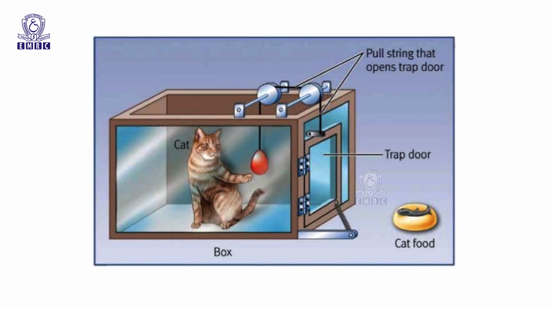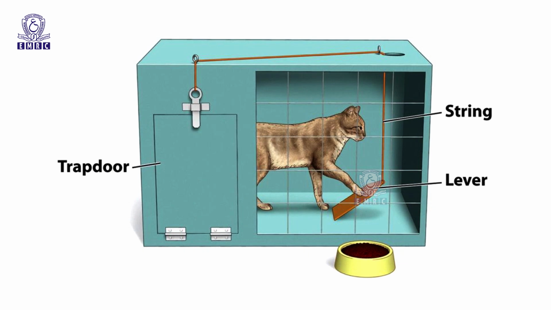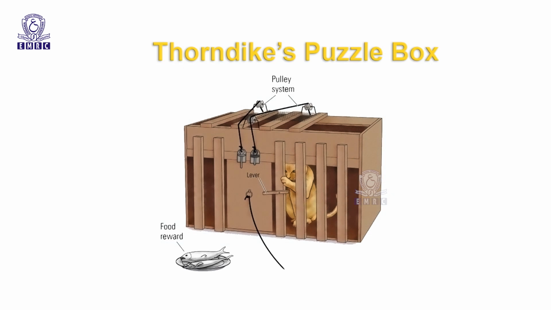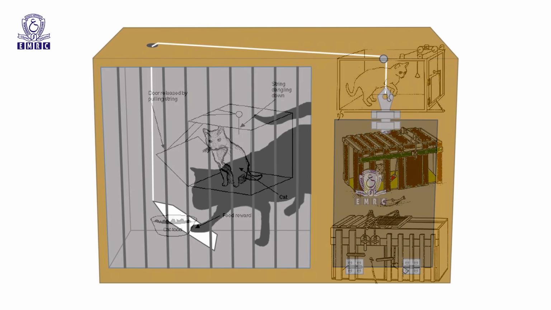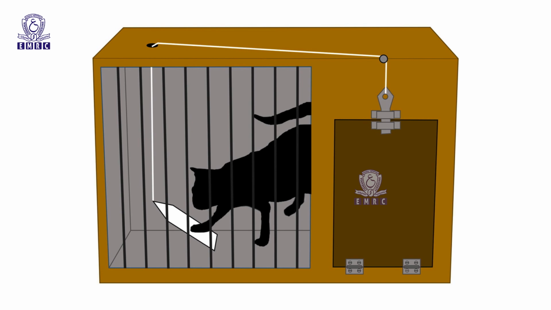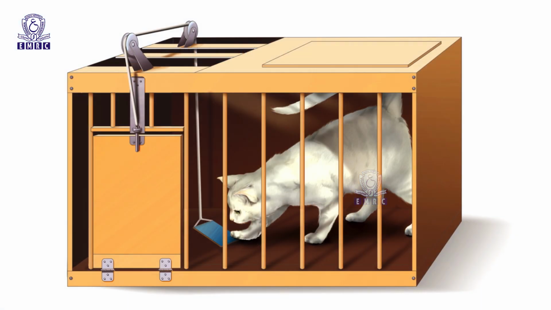In these puzzle boxes, there was usually only one way to get out. For example, pressing a lever would open the door. Thorndike would put a hungry animal in the box, place food outside the box but in sight of the animal, and then record the animal's behavior. If the animal pressed the lever, as a result of its behavior, it would manage to escape the box and get the food, that is, a satisfying effect. The animal would tend to repeat such successful behaviors in the future when put back into the box.